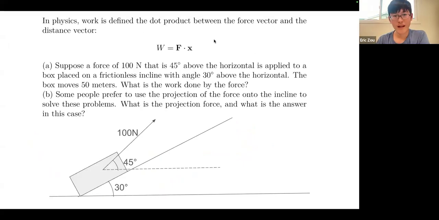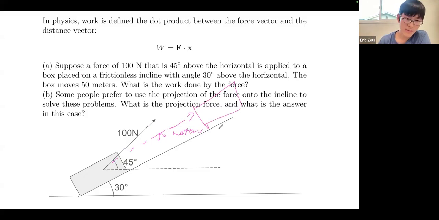Alright, so here's some random physics knowledge. In physics, the general work formula is defined as the dot product between the force and the distance. So if force is F and distance is x, it's F dot x. So here we have this force of 100 newtons, right here. And we have this ramp of 30 degrees. And this thing is dragged 50 meters up here. So this is 50 meters. Maybe the box is over here now. So we want to find the work done by this force.